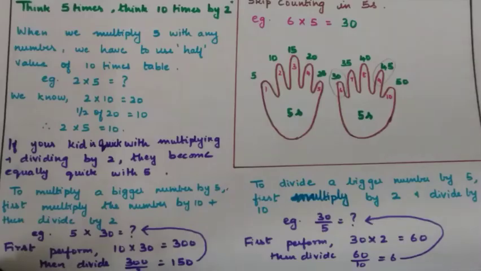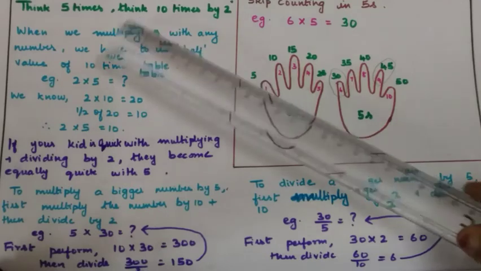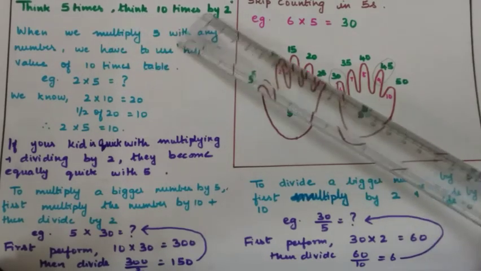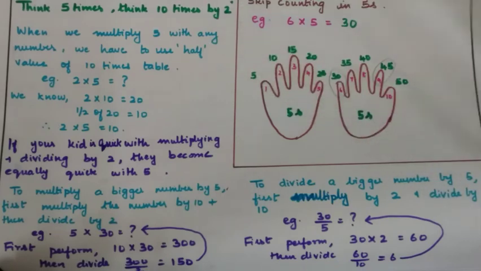For kids who are in grade 3 and above, you can introduce a few more concepts which will make it easy for them to perform calculations faster. Think 5 times, think 10 times by 2. So when you are given a big number and you need to multiply it by 5, the easy trick is to first multiply the number by 10 and then divide it by 2.